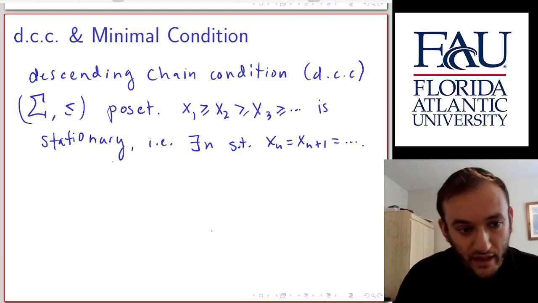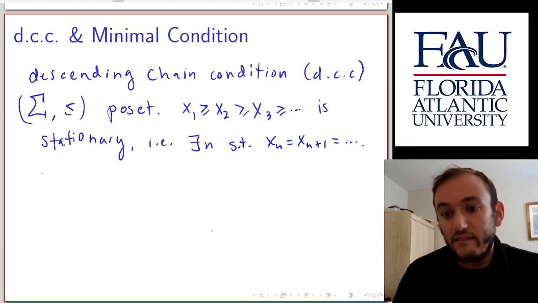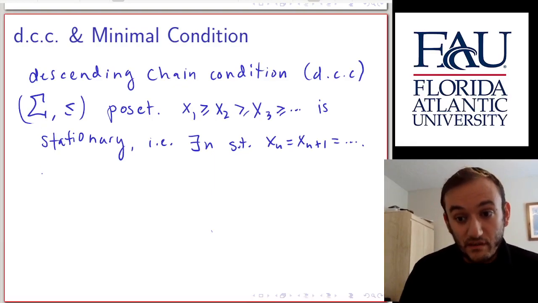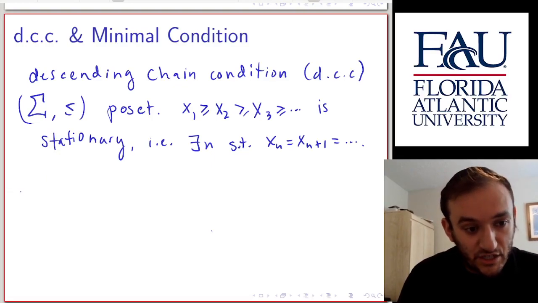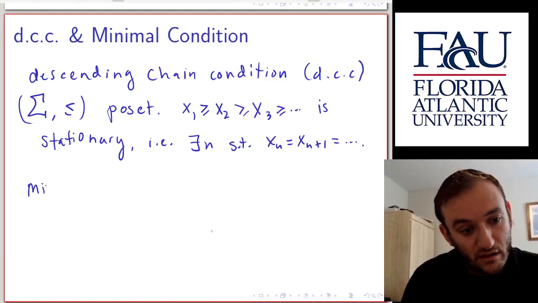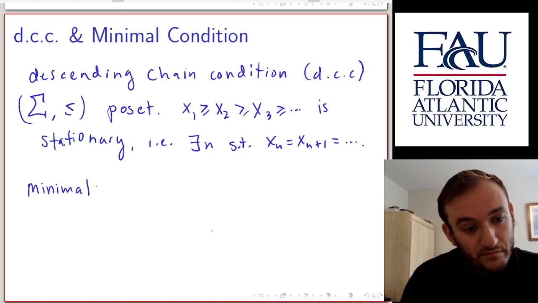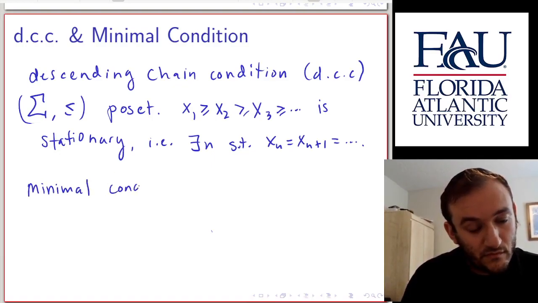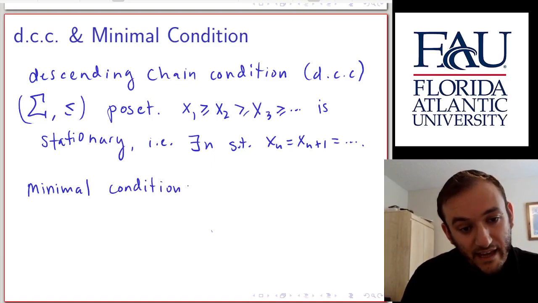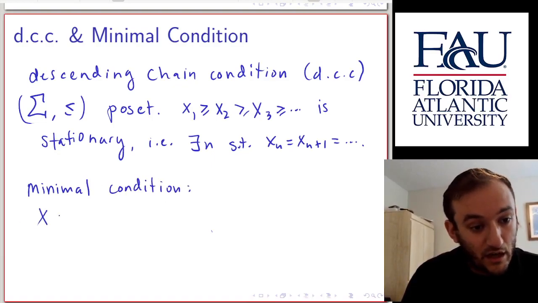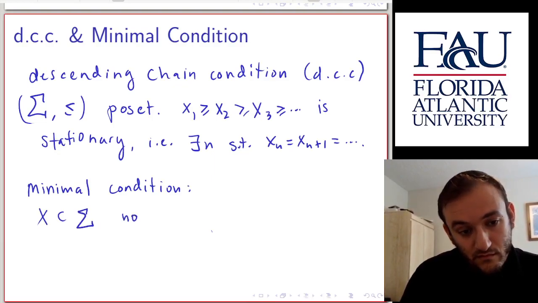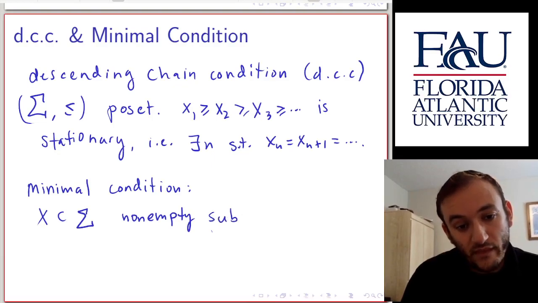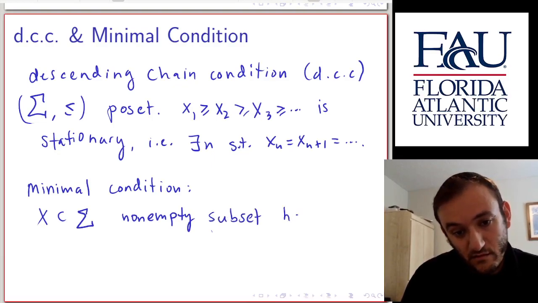Okay, and just as in the other case we had the ascending chain condition equivalent to the maximal condition, we have the descending chain condition is equivalent to the minimal condition, which says that any non-empty subset has a minimal element.